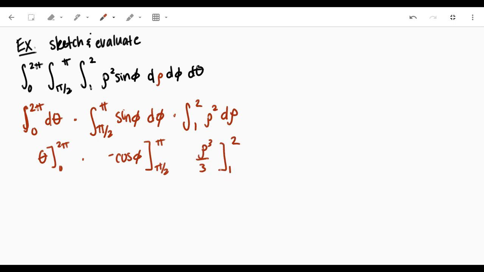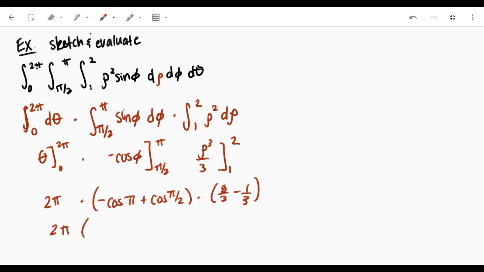Then we'll have 2 pi times negative cosine of pi minus a negative cosine of pi over 2, times 8 over 3 minus 1 over 3. That means that we'll have 2 pi times negative cosine of pi. Cosine pi is negative 1, so it'd be 1. Cosine pi over 2 is 0. Then we have 7/3. So we've got 14 pi over 3.